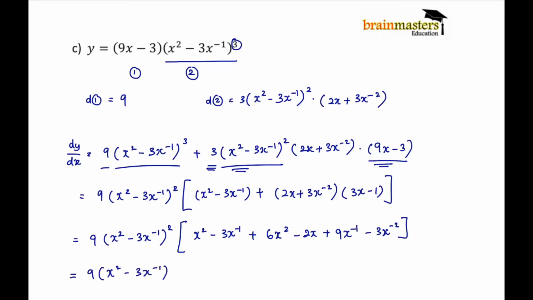For this method, this is the harder part, that you have to do the simplifying. Other than the D1 and the D2, there's not much of a problem after that. So just do a little bit of simplifying. I have my x squared, the only x squared, I have 7x squared. X power negative 1 will give me positive 6x power negative 1, minus 2x, only x, and minus 3x power negative 2. So this will be my final answer. There's nothing more I can simplify inside the square bracket.